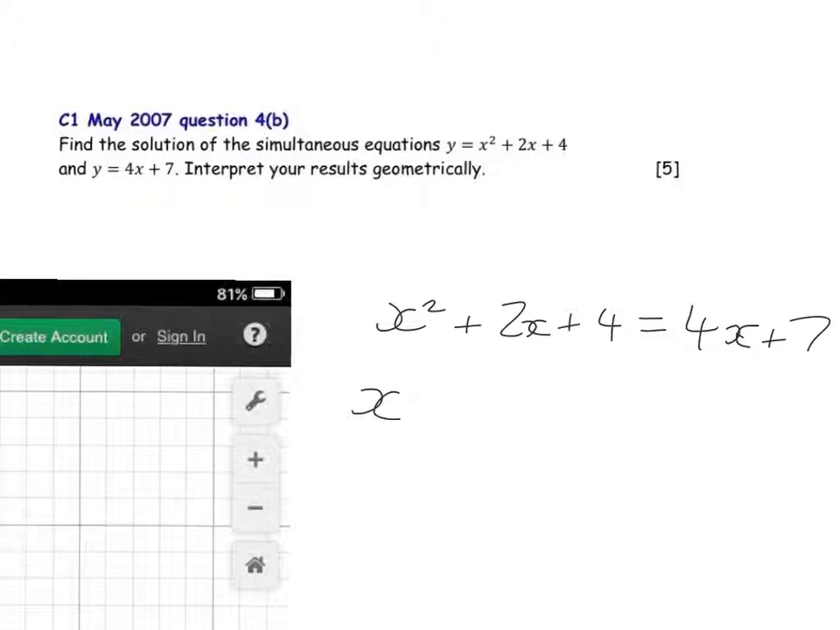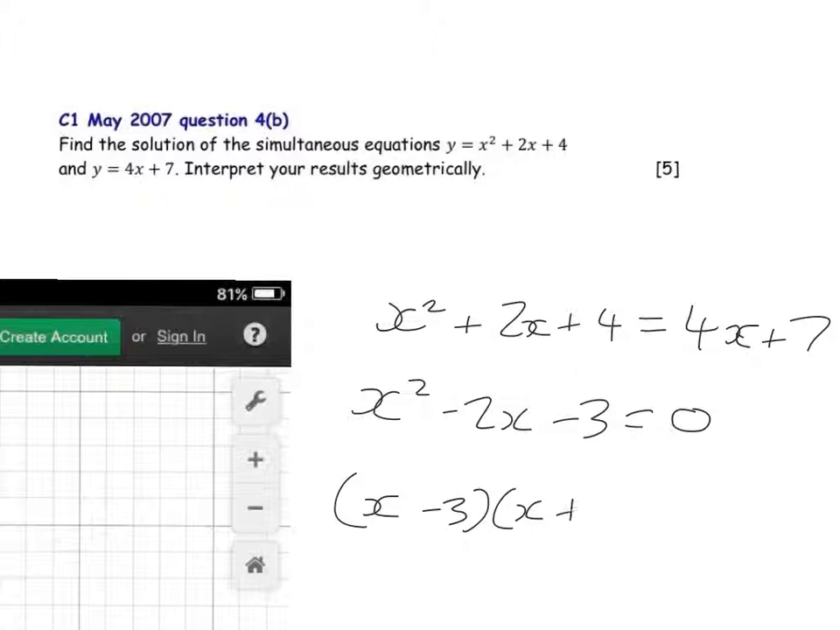So then I'll just get it all onto one side and make it into a quadratic. In our case here, it'd be x squared, and it wouldn't be plus anything anymore, because 2x take away 4x is minus 2x. And then plus 4 take away 7 would be minus 3 is equal to 0. Now what that would do is it would factorise to x minus 3 and x plus 1, and that would then be equal to 0. So I know now that x is equal to 3 and x is equal to minus 1.